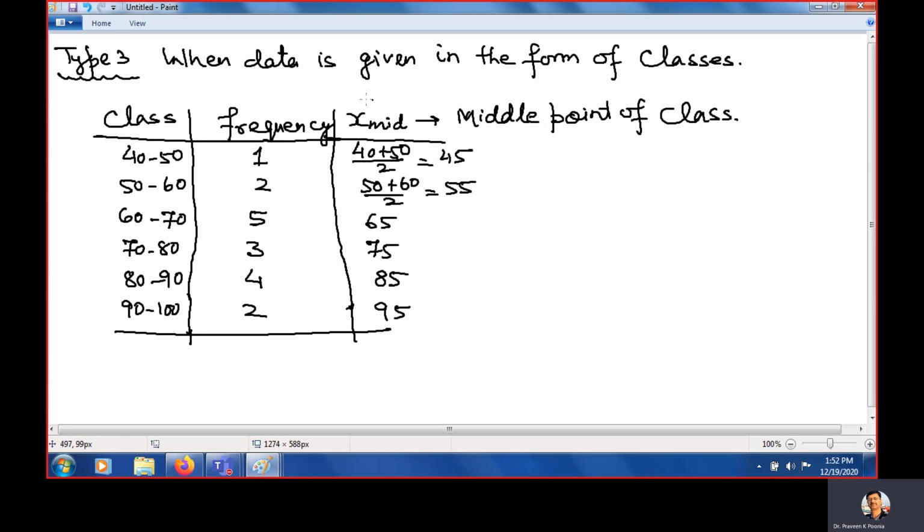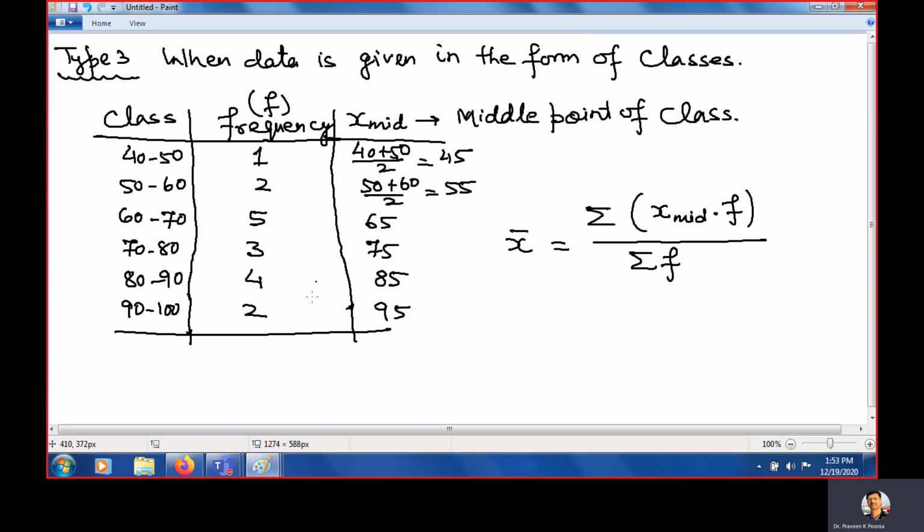Clear? And this x mid will be the same as x in the previous question. This frequency is f. So what will be the formula here? X bar is equal to sigma, now it is not x, it is x mid multiplied by f. Previously it was fx. Now f into x mid, and downside is sigma f. Clear? So this formula you need to remember in case class intervals are given.